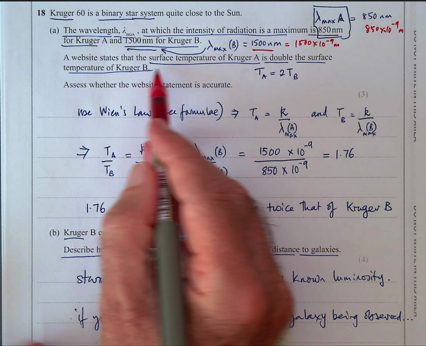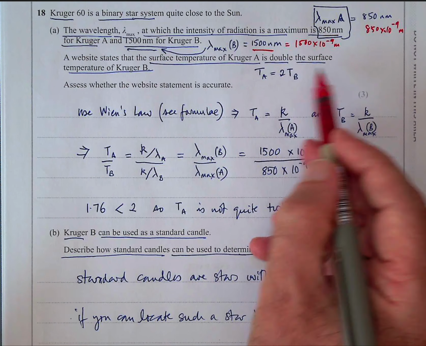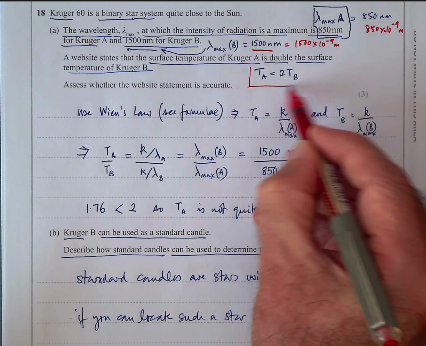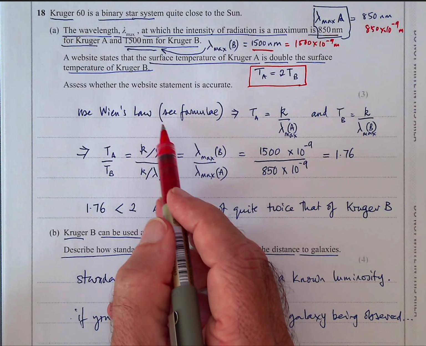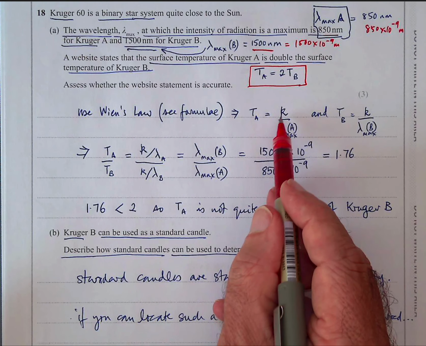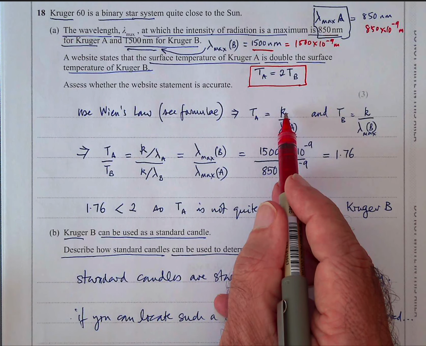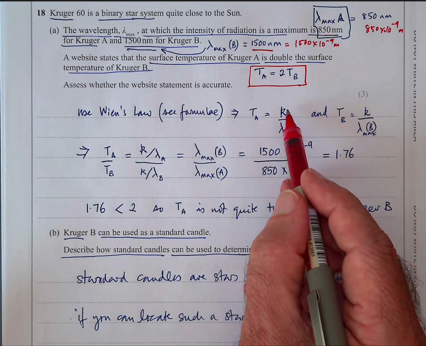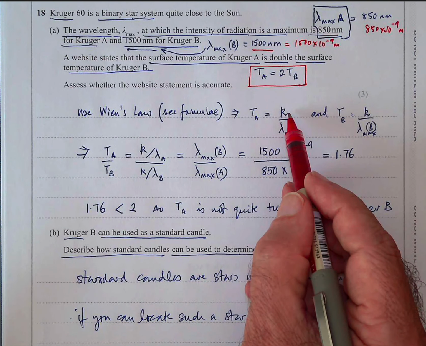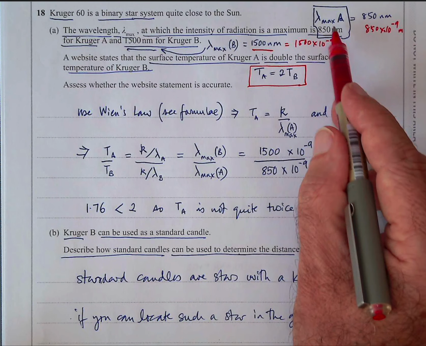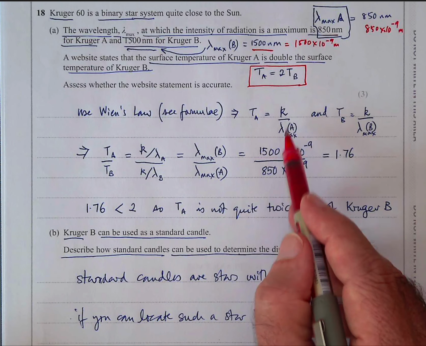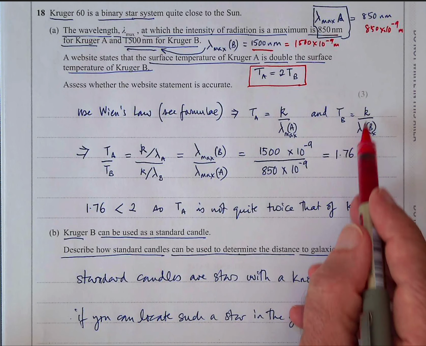The website states that the surface temperature of Kruger A is double the surface temperature of Kruger B, so we can put this in there. Obviously, it'll be in Kelvin. Using Wien's law again, the temperature is proportional to a constant, given in the formula sheet. We can cancel them out, so we don't actually need to know it. The temperature is inversely proportional to the maximum wavelength. So for A, you put the constant divided by the wavelength, and do the same for B.